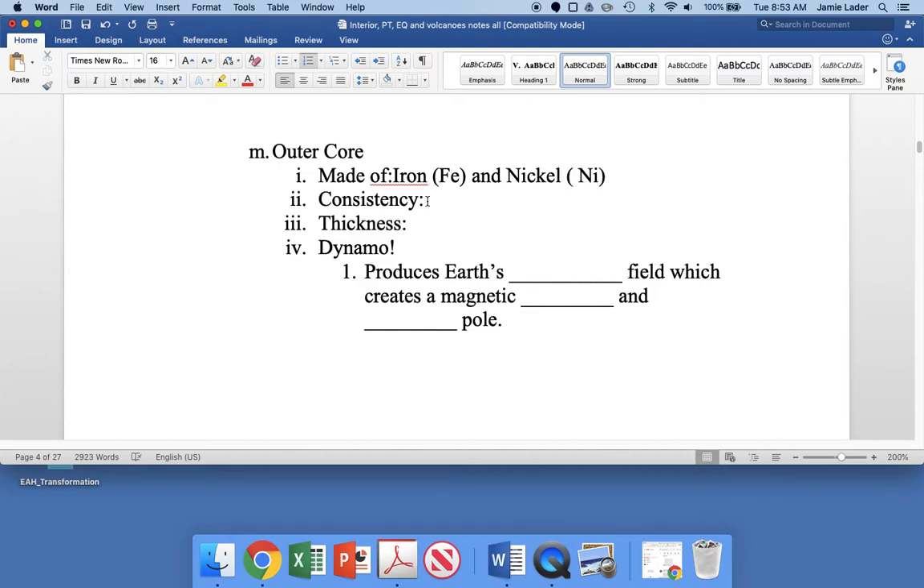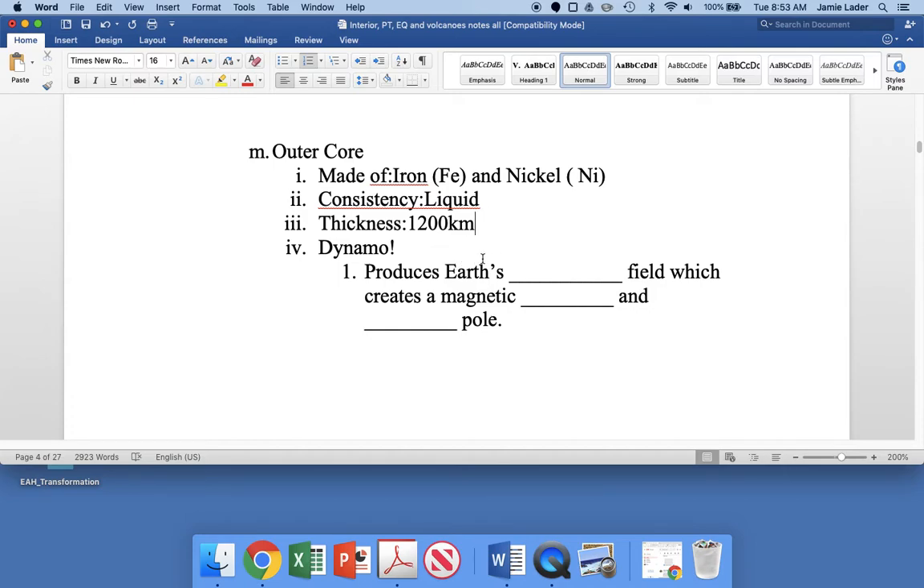That's nickel, all right. Consistency, guys: it is molten. It is liquid, okay. Its thickness is right around 1,200 kilometers, so we're talking somewhere in the neighborhood of about 800 miles, okay. And why is the outer core very important?